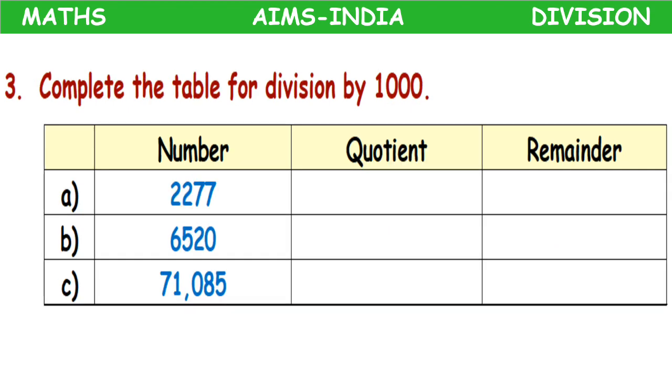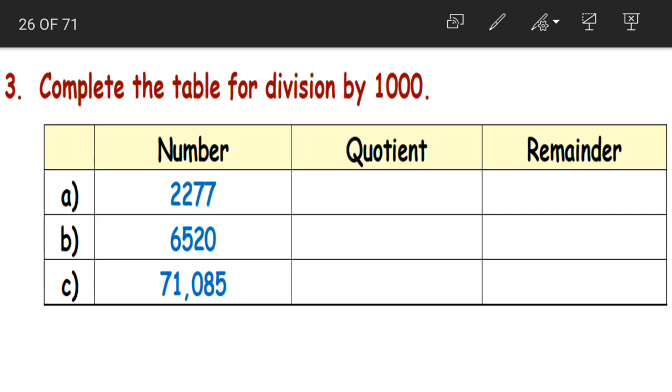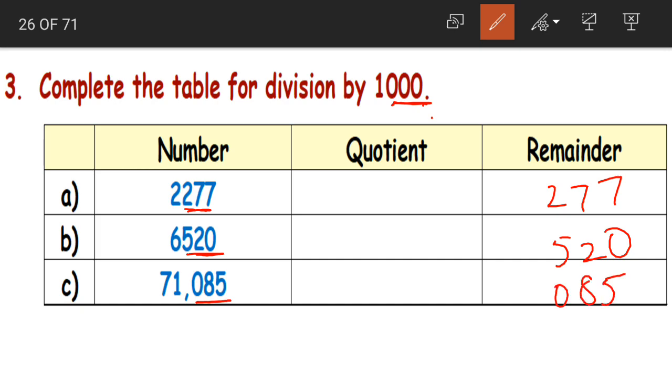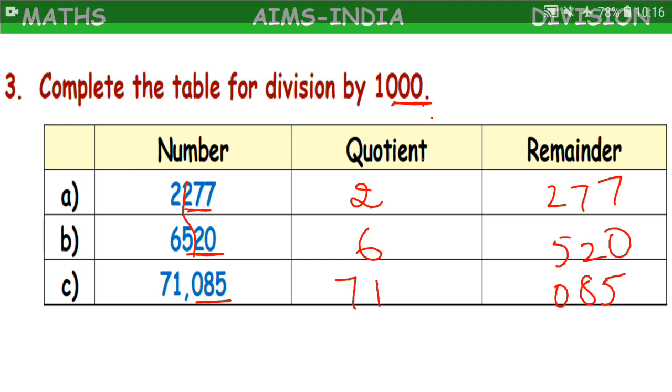Yes. So coming to 1000. Now what should we do? 1000 has 3 zeros here at ones, tens and hundreds. So the last 3 digits become our remainders. 277, 520 and 85. Now the quotient becomes the rest of the numbers 2, 6 and 71. Clear children? Division by 10, 100 and 1000.